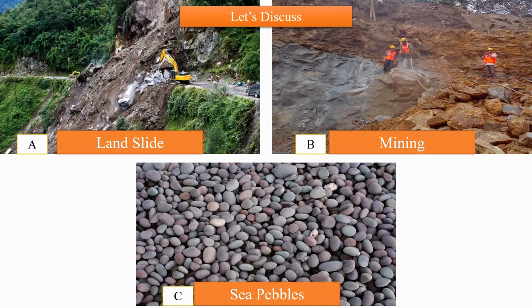So, students, can you tell me the differences or similarities in these three pictures? Well, the similarity is that these three pictures talk about rocks. And the difference is, in picture A, it is a natural calamity of a rock. In picture B, we come to know people doing a man-made activity, cutting into the rock, whereas the third picture is a natural process through which rocks are formed.